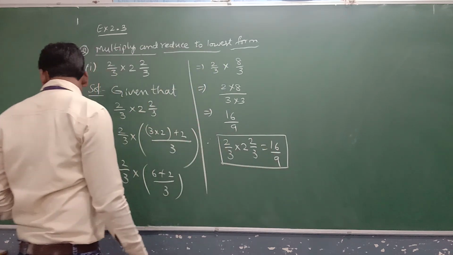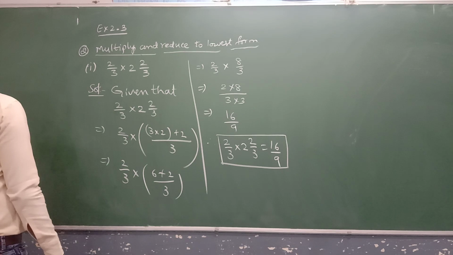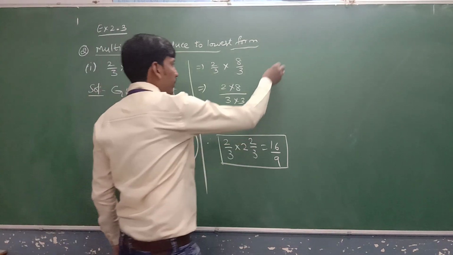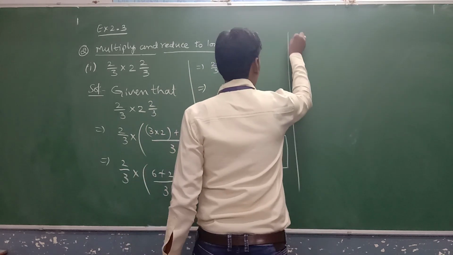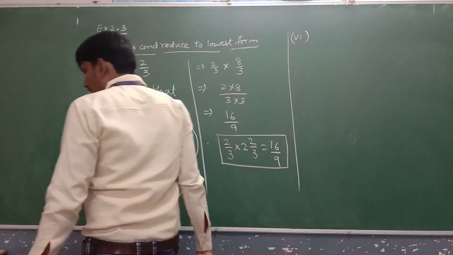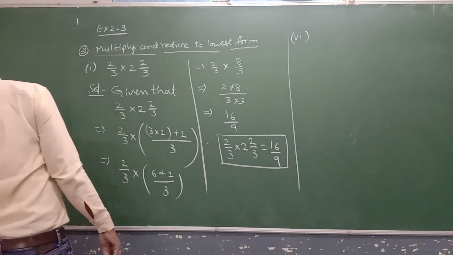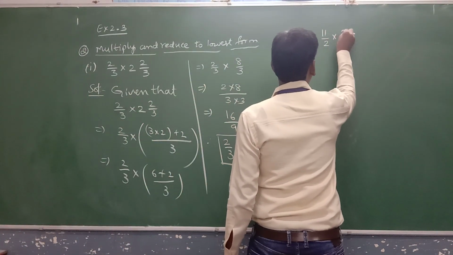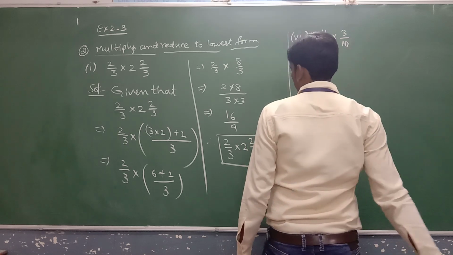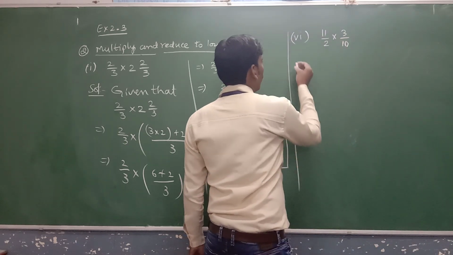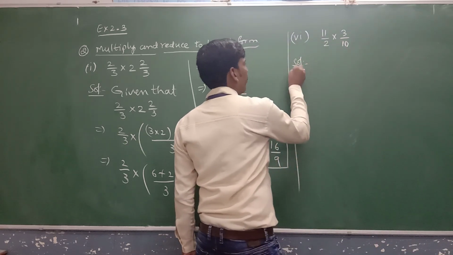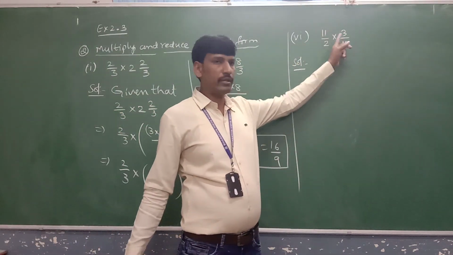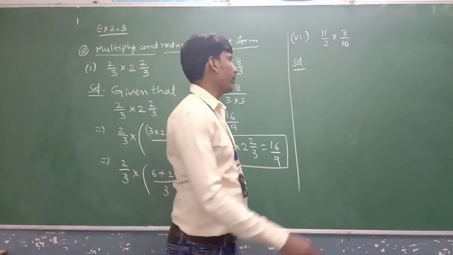Now let us discuss one more question from the same exercise. That is the sixth one I am going to solve. What is the sixth one? That is 11 by 2 into 3 by 10. 11 by 2 into 3 by 10. Okay, now see this here. Solution. Same process. Multiply both the numerators, multiply both the denominators.